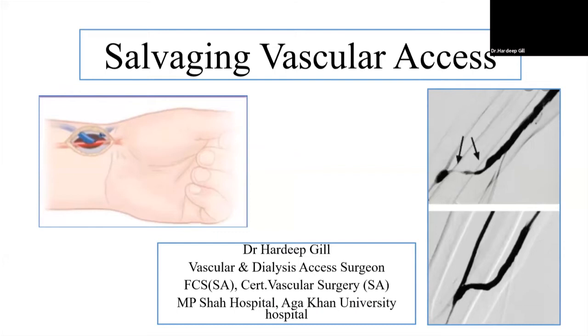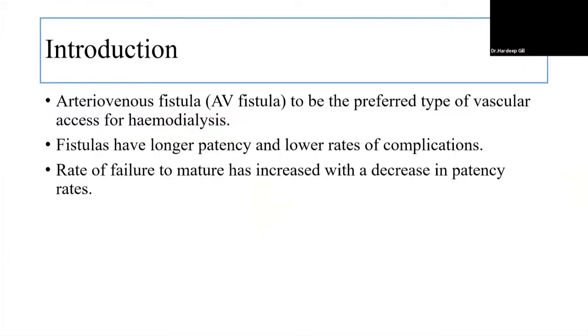So I've been asked to talk on salvaging vascular access. To start off this topic, current literature and guidelines recommend that an AV fistula be the preferred type of vascular access for hemodialysis. AV fistulas, once they have been established, have longer patency and lower rates of complications compared to AV grafts and catheters.